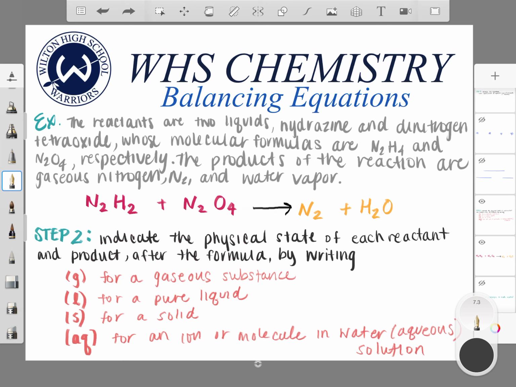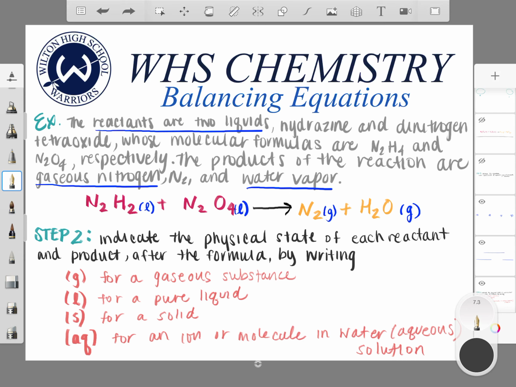So in our problem, it actually tells us the states. It says the reactants are two liquids, and the products, nitrogen is a gas, and then it says water vapor, and we know water vapor is a gas. So we can then fill in our physical states after the formula, like it said to do in the step, and that is step two.